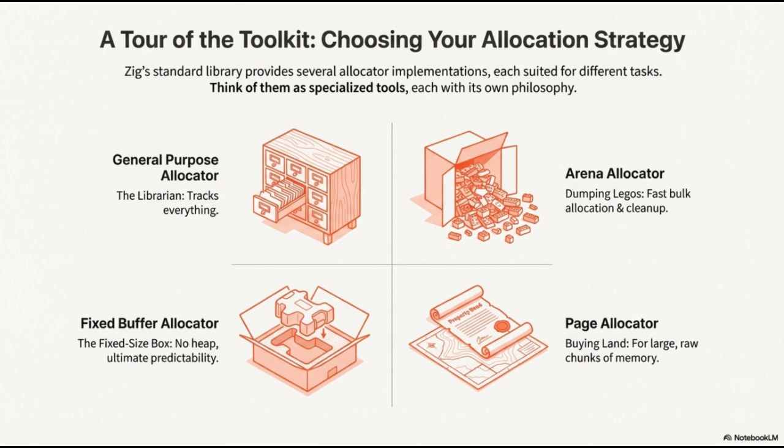Finally, the page allocator is like buying land. It is used for requesting large, raw chunks of memory directly from the operating system in page-sized increments. While not intended for small, frequent allocations, it serves as the foundational layer upon which many other allocation strategies are built.